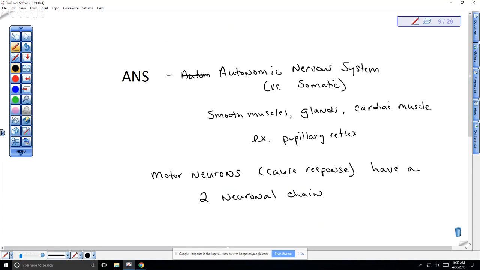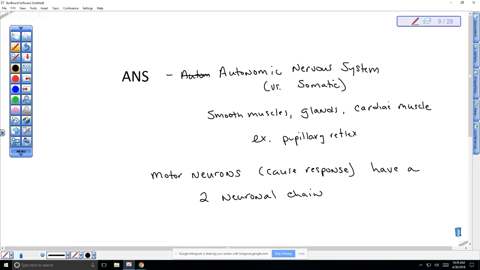In somatic, you have only one neuron extending out from the spinal cord or from the brain, the axon. So there's super long cells, right? The axons for the sciatic nerve reside in my spinal cord, and they come down, and then they come out and go to my toes, right? That's a super long cell.